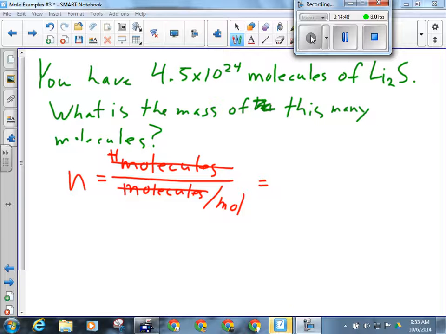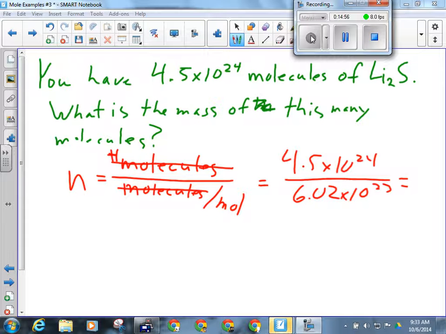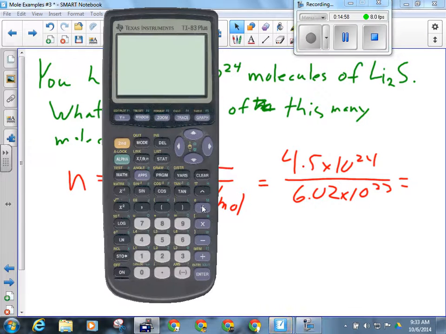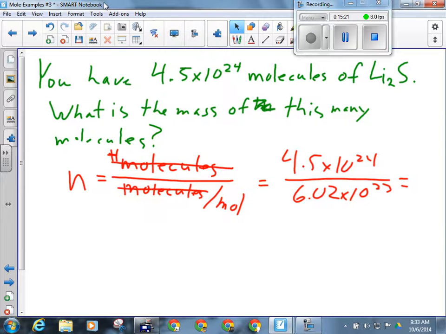So we're going to have 4.5 times 10 to the 24 over 6.02 times 10 to the 23. I'm shortcutting here, guys. Actually, I won't shortcut. 6.02 E23 has to go on the bottom, and 4.5 E24 divided by Avogadro's number gives us 7.48 moles. So now I know n.